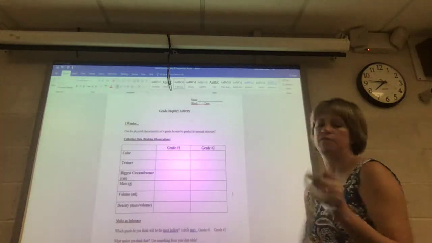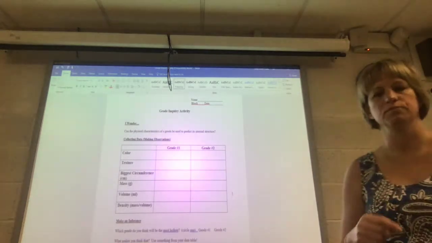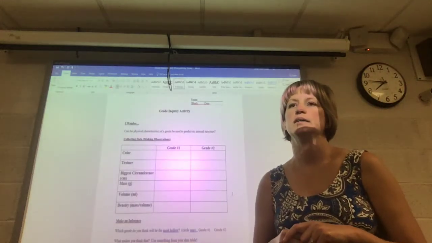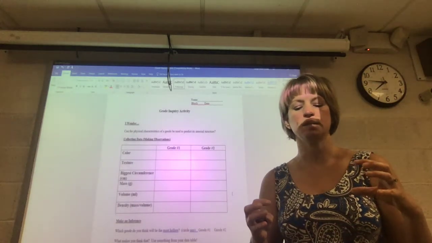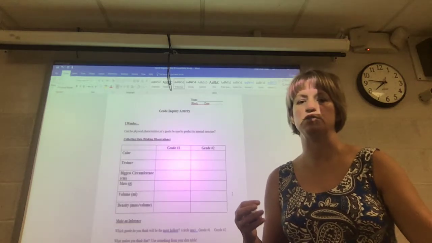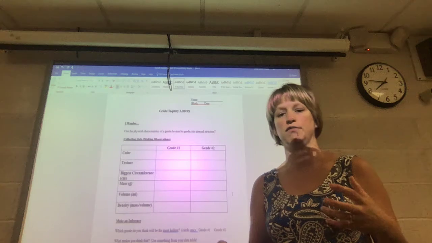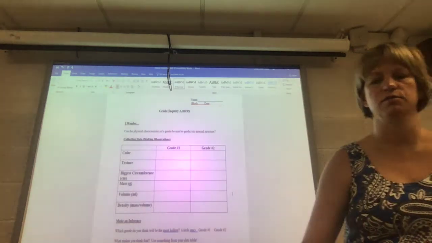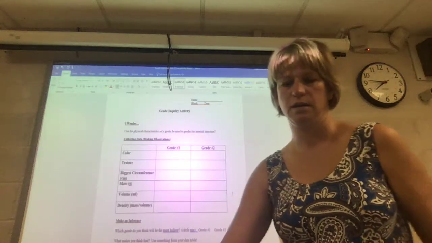Next up we're going to find the mass of the geodes. When we say mass, that's a quantification, a piece of data, an observation about how much matter is in an object, how much stuff. If there's more stuff, then you'll have a greater mass. We're going to use a triple beam balance to figure that out. Let me show you down here.